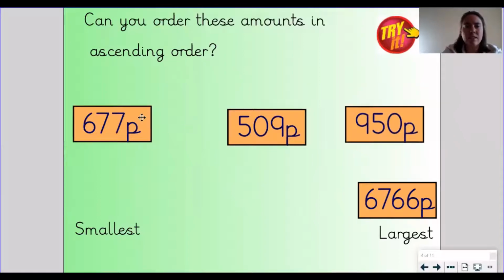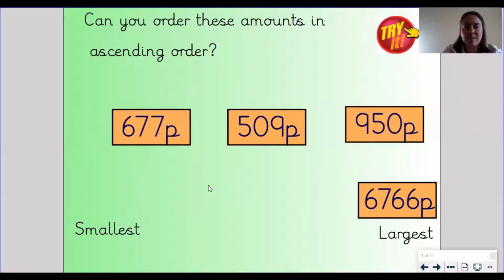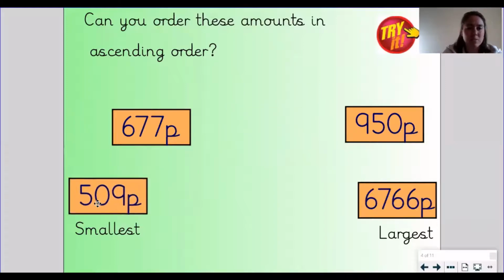The next thing I need to do now is come back to these three, and I'm going to again look in that column furthest to the left. So I'm not looking at thousands, I'm looking at hundreds now. So I've got a 6 in the hundreds, I've got a 5 in this one, and I've got 9 in this hundreds column. So I know that 5 is the smallest of those numbers, which makes that my smallest amount of money. Again, I don't actually need to look in any of the other columns because 5 is in the hundreds and it's the smallest.